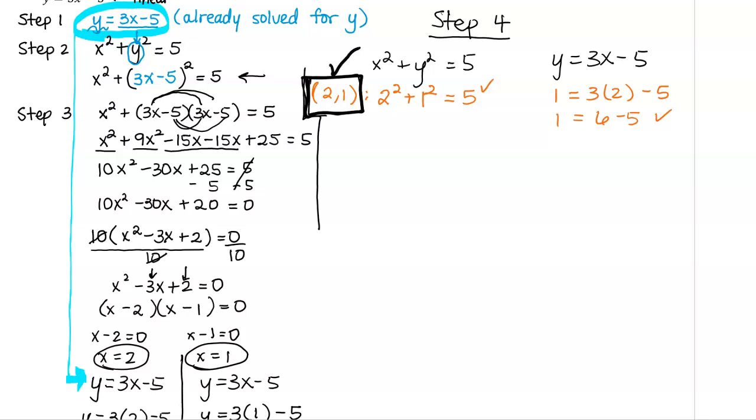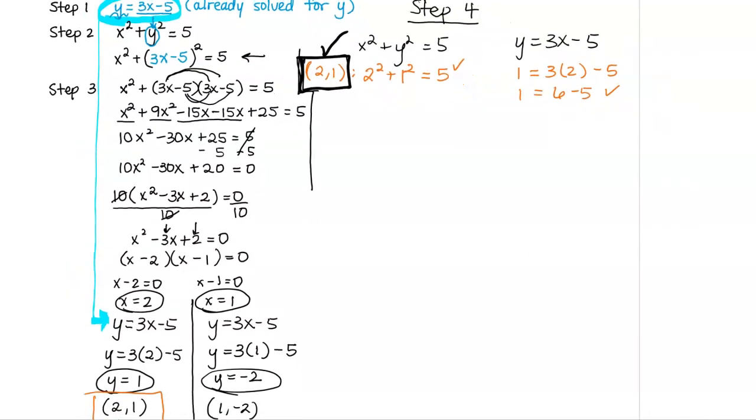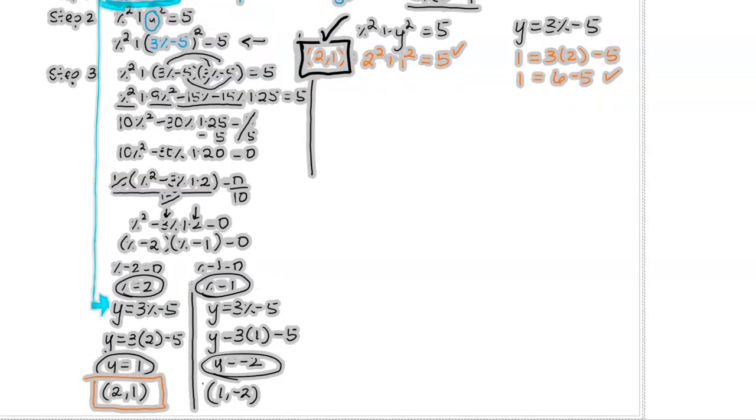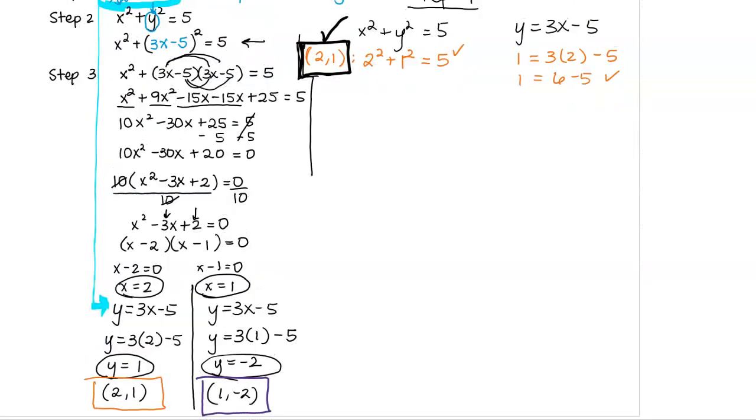That checks out. Now let's check the second potential solution of 1, negative 2. So now I'm going to be substituting in when x is 1 and y is negative 2. Does that really equal 5? Well, that is 1 plus negative 2 squared is a positive 4. That is 5, so that does work out.